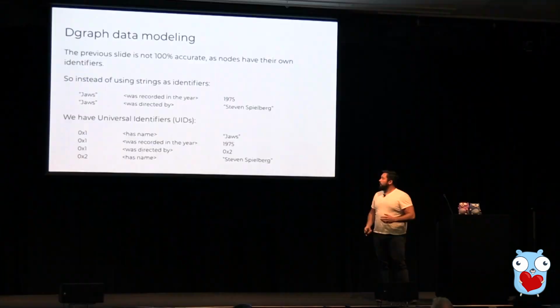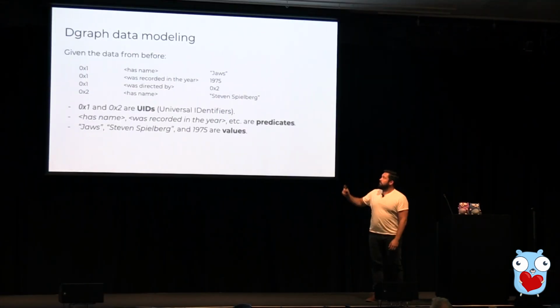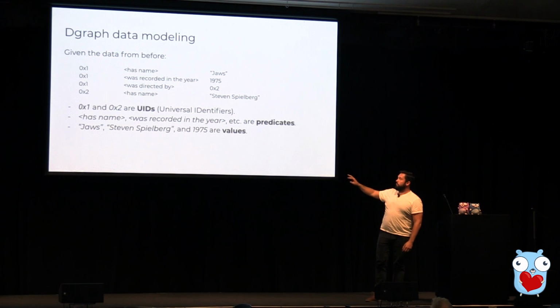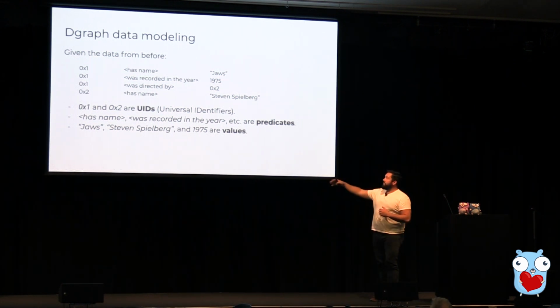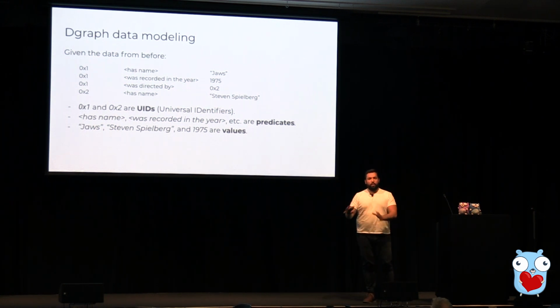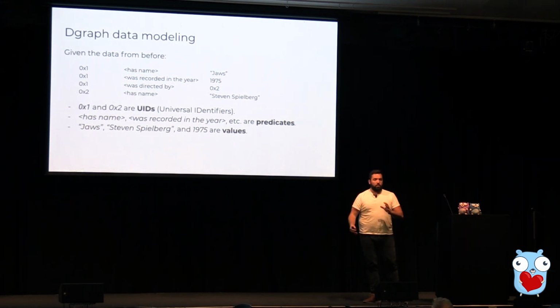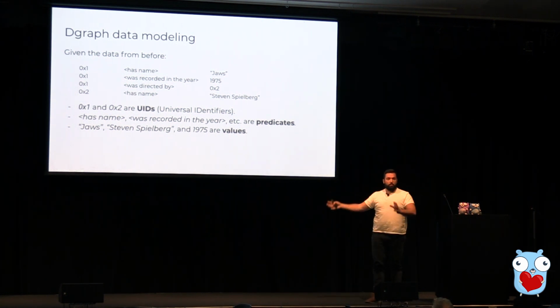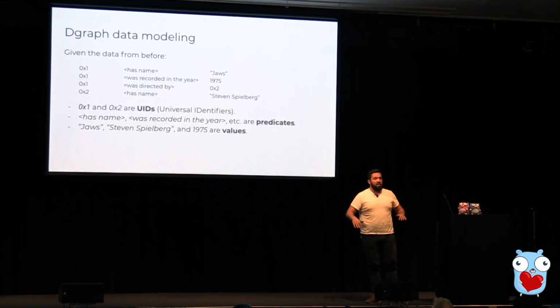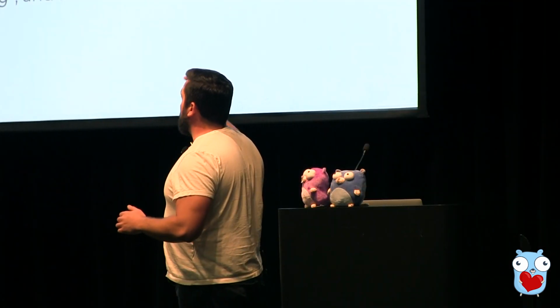There are no tables. The only thing that you store are these things. And if we go a little bit more into detail, 0x1, 0x2, those are UIDs, universal identifiers. Has name, was recorded in the year, and all of those things, we call them predicates. And it's interesting because predicates are both properties and edges. We don't really care, right? So the fact that something points to a string, the name of the person, or points to another node, the director, it doesn't really matter. It's going to store the same way. And then Jaws and Steven Spielberg and all these values, all these strings and integers, are values.